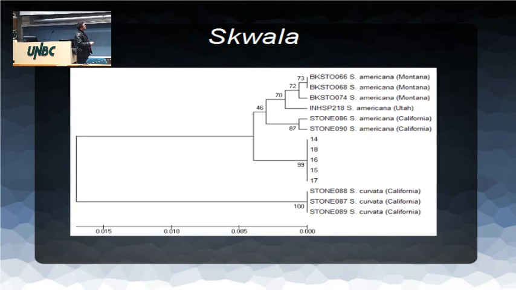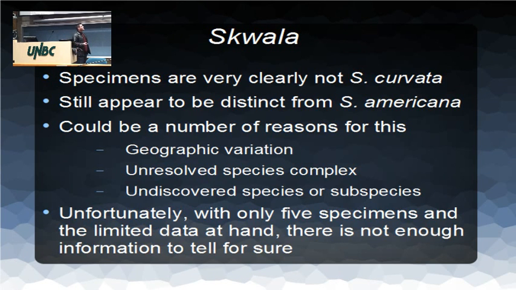So you can see samples 14 through 18 here are unknown Squala. This is the S. curvata sequences that I got. You can see it's definitely grouping separately from there. So I'm fairly certain we don't have Squala curvata. But you can see there's still a little split between these other S. americana and our samples. So what does that mean?